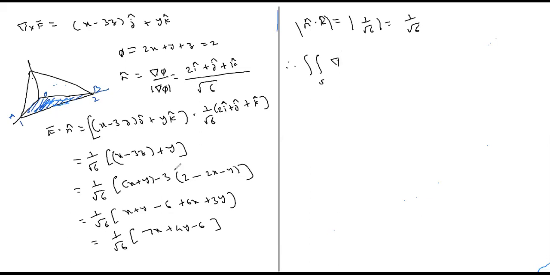I think there is a mistake done. Can you see that? I need to find out curl f bar dot n bar. And this is curl f bar. This is not f bar. What should I write here? Because we are finding surface integral of curl f bar, not f bar.